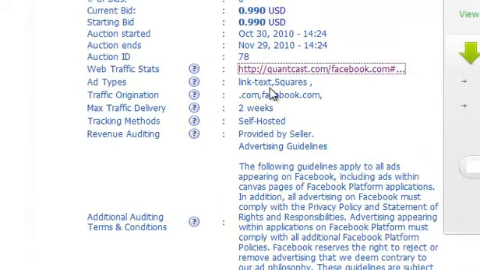Ad type is link text, so they're selling 10,000 link text or squares. Traffic origination, where does the traffic originate from? Well, in this case, it originates from Facebook.com site. So pay attention to the traffic origination. Max traffic delivery. This basically is the deadline of how long the seller has to deliver the traffic. In this case, it's 2 weeks.